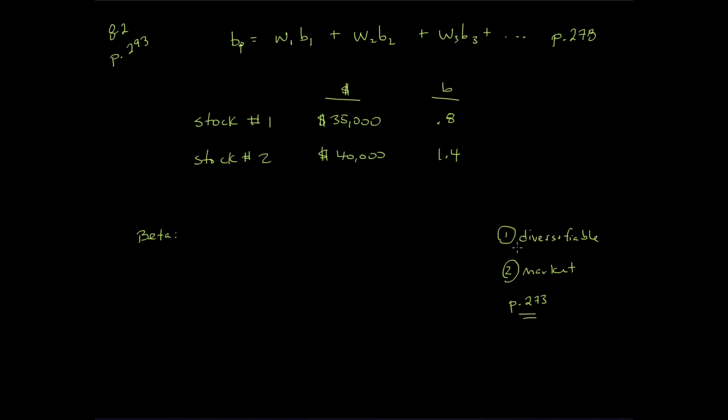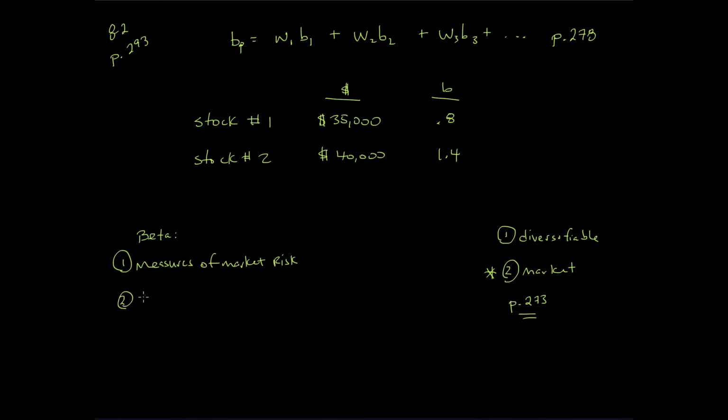Since diversifiable risk can be diversified away, in other words, we know how to manage diversifiable risk, we need to know about market risk. That's what investors are mostly concerned with. And the measure for market risk is beta. So I'm going to write down a couple of qualities about beta over here. And the first one is that it measures market risk.